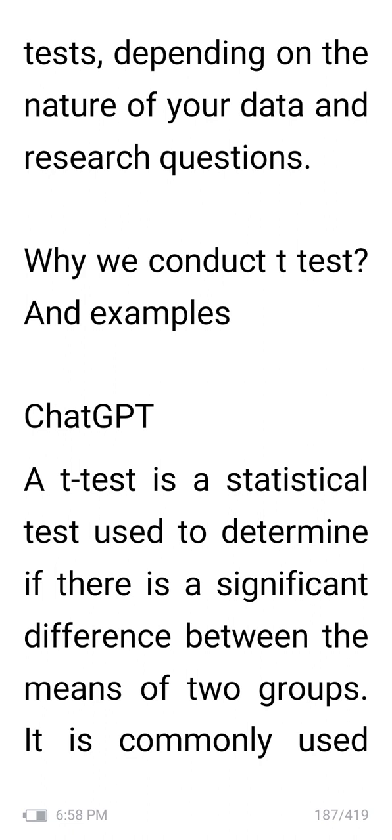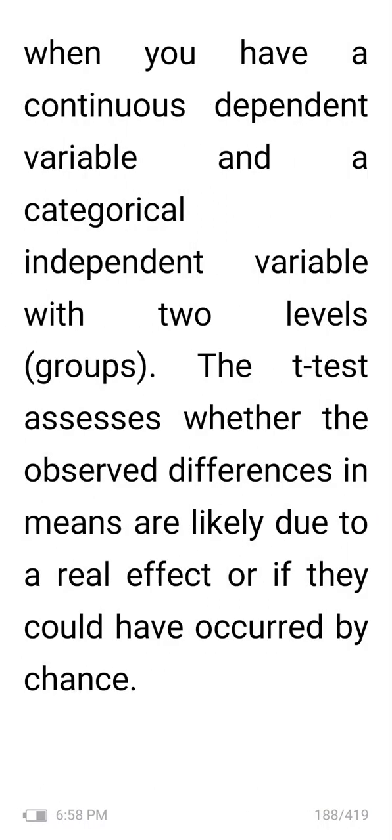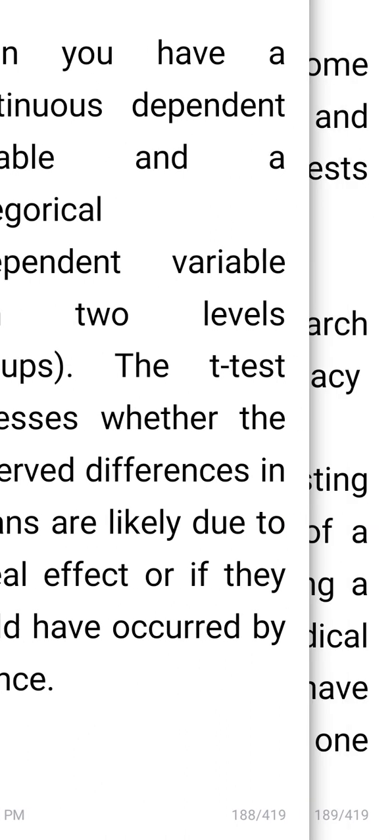A t-test is a statistical test used to determine if there is a significant difference between the means of two groups. It is commonly used when you have a continuous dependent variable and a categorical independent variable with two levels. The t-test assesses whether the observed differences in means are likely due to a real effect or if they could have occurred by chance.